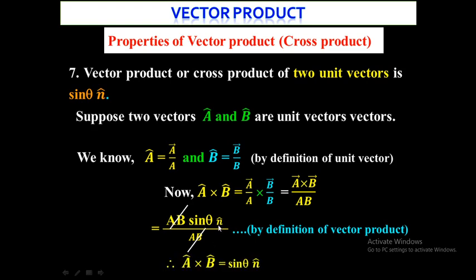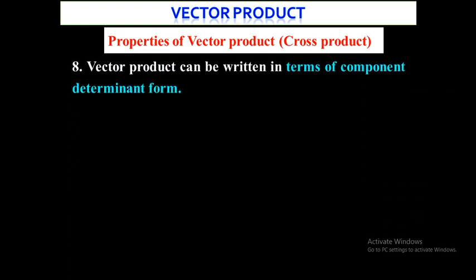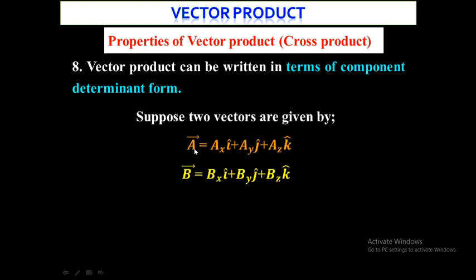Now we will see the last property, the eighth property of vector product: the vector product can be written in terms of a determinant form. Suppose there are two vectors, A and B, written in component form: A equals ax i plus ay j plus az k. Similarly, B equals bx i plus by j plus bz k. Here ax, ay, az are the scalar components of vector A, and bx, by, bz are the scalar components of vector B.